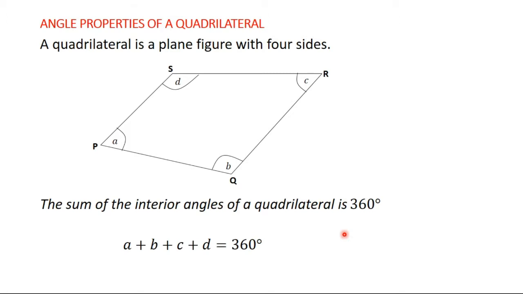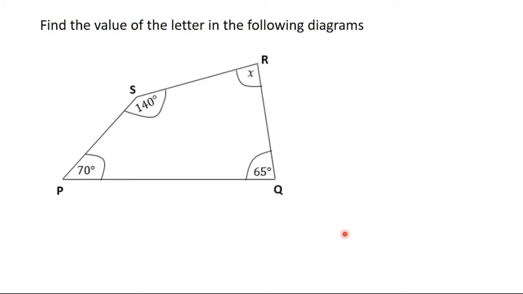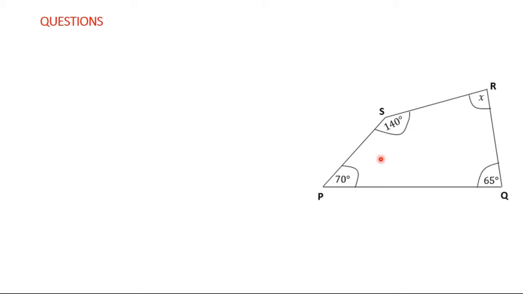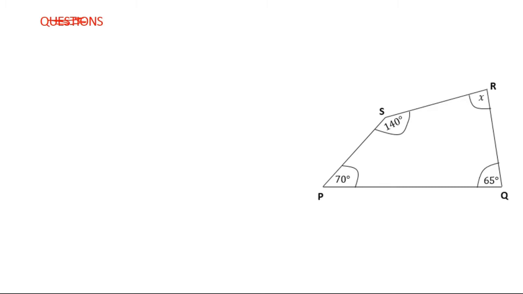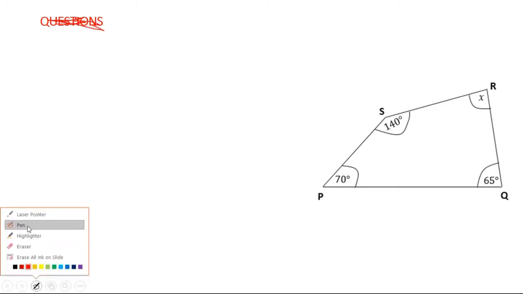Now, let's pick some examples and see how we can use these properties to solve some questions. So let's pick the first one. Find the value of the letter in the following diagrams. So with this diagram, we are supposed to find the value of S here. Now, what do we know about this? So this is going to be the solution, not the question. So I'm going to cancel this here. Okay, so this is the solution. The question was what we had on the previous page. So let's begin with the solution.